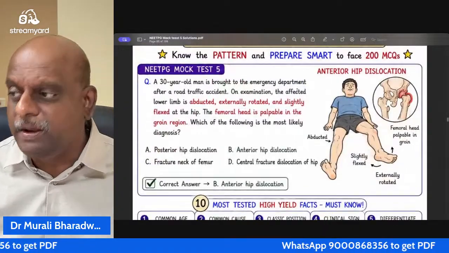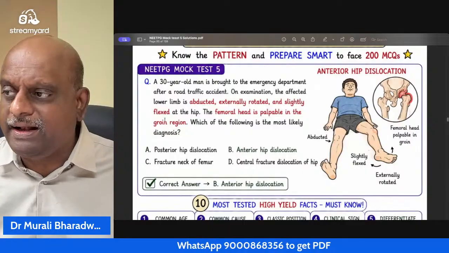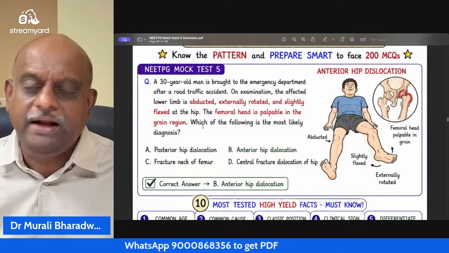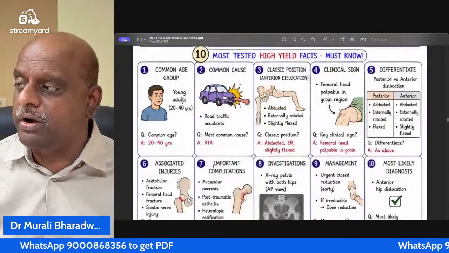Typically, the patient has hip dislocation. Lower limb is abducted, externally rotated, slightly flexed at the hip. The femoral head is palpable in the groin region in a case of anterior hip dislocation, is what you need to remember.